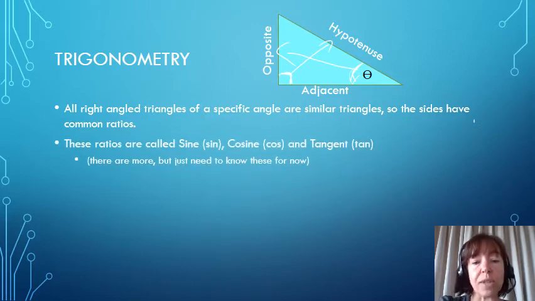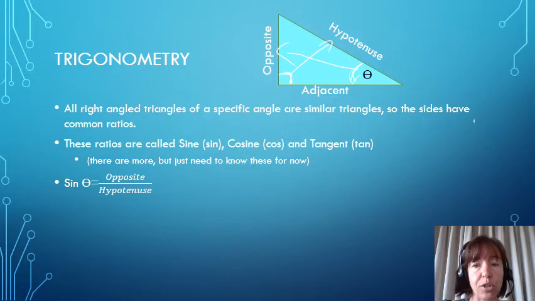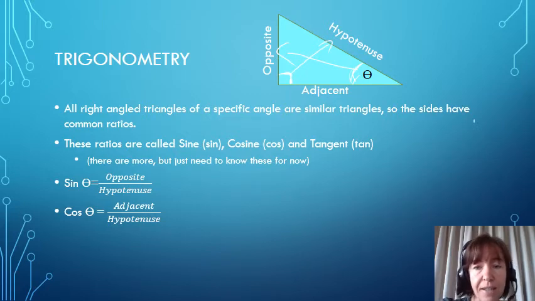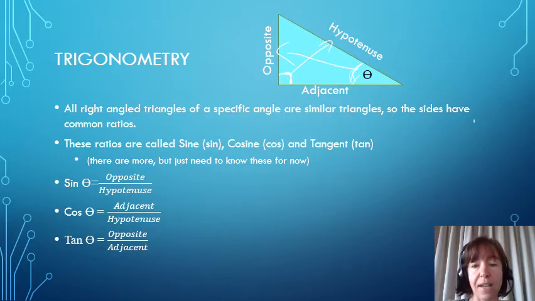These ratios are called sine, cosine, and tangent. There are more, but at the moment those are the ones that you need to know. So sine theta is the opposite side divided by the hypotenuse, and it'll always be those two. Cosine of theta is the adjacent side divided by the hypotenuse. It is always going to be those. And tangent is the opposite side divided by the adjacent.